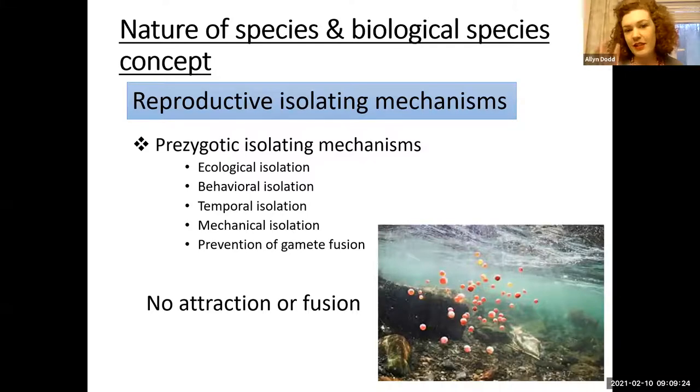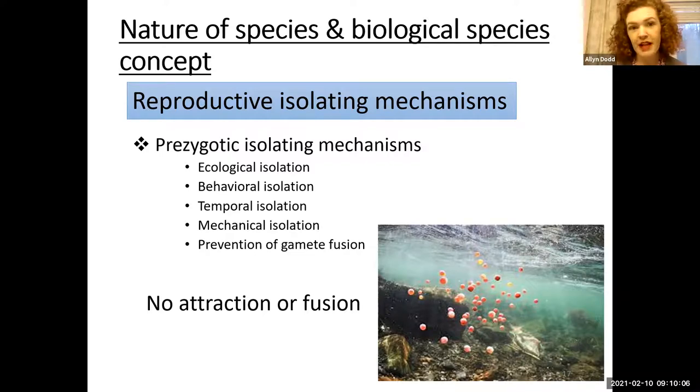And then this is the last prezygotic isolating mechanism. So remember there are five. Okay. This is prevention of gamete fusion. So this is pretty simple, actually. It's just there's no attraction or fusion of the gametes, and you see this a lot in external fertilization. This is like fish spawning. This is what I'm showing here. Fish spawning, you know, fish release sperm and eggs into the water, and that is how the gametes fuse. And they just won't fuse. That's prevention of gamete fusion, very simply.